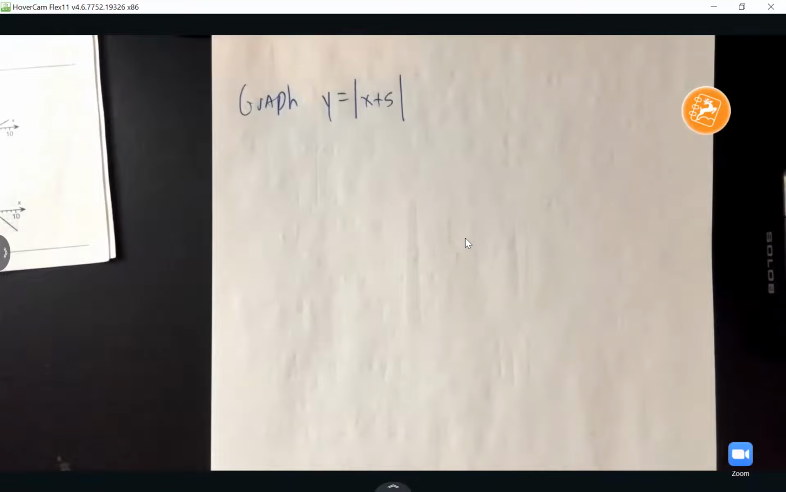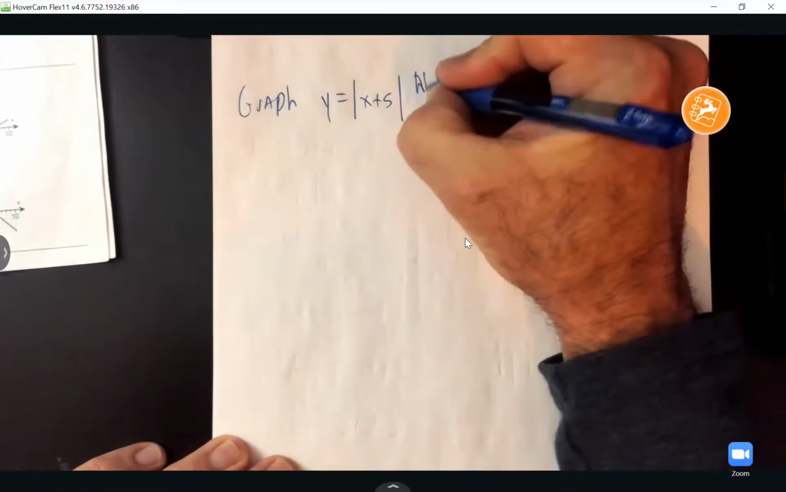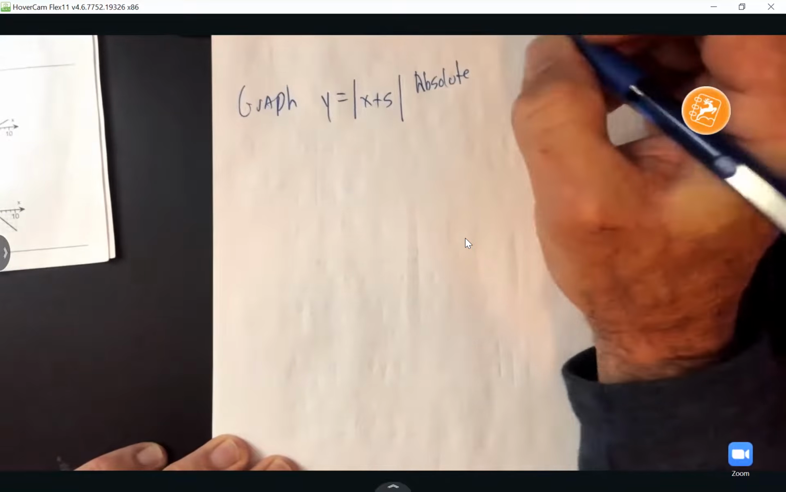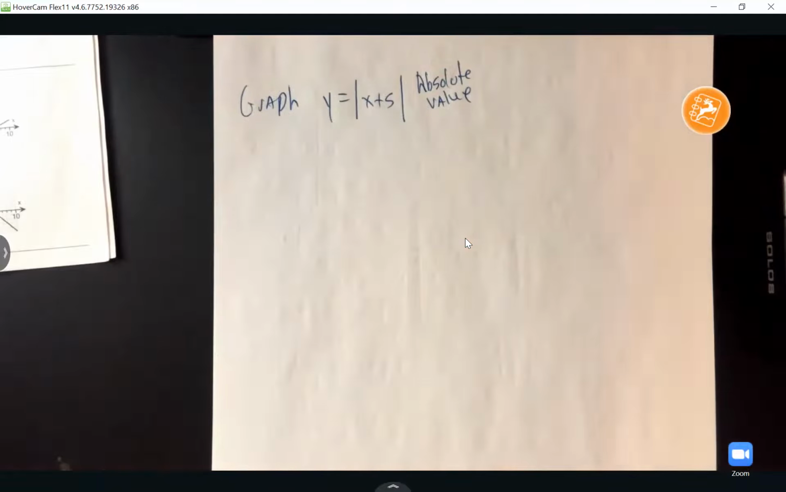Absolute value. There you go. Oh my God. Yay. There you go. Wow. Memories. Yeah, that's absolute value, them bars.